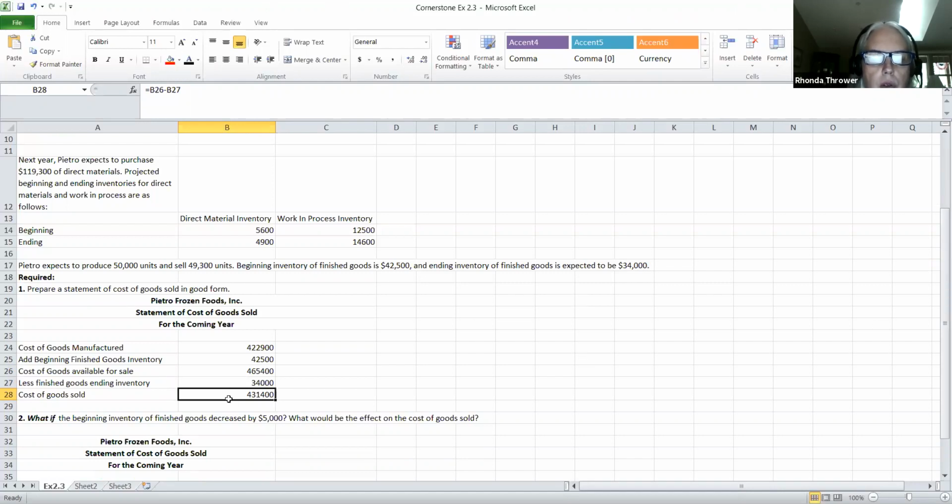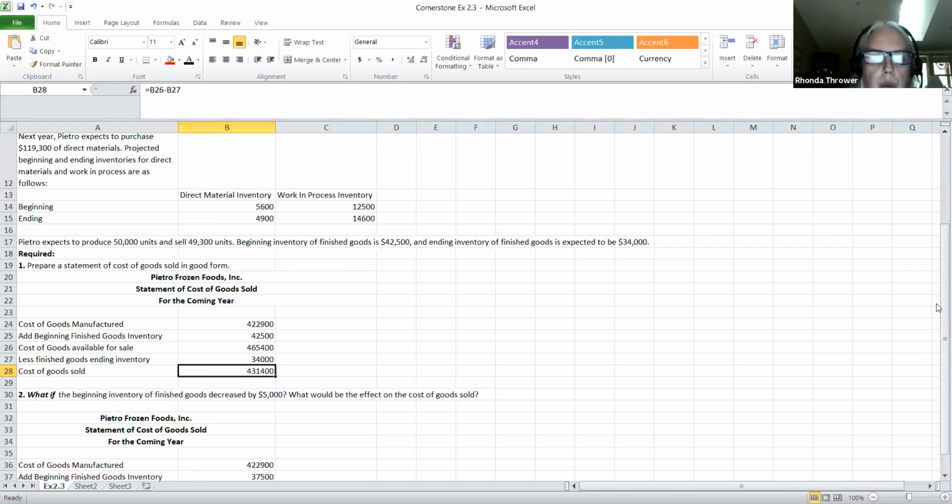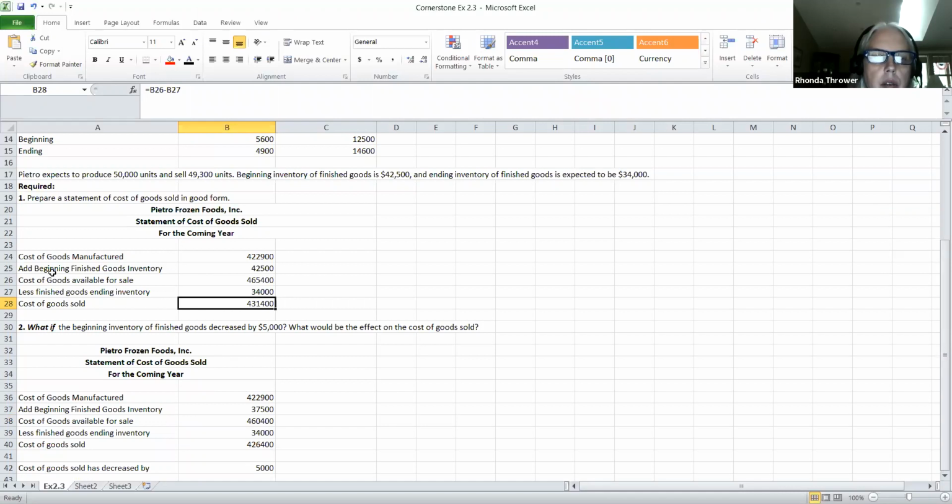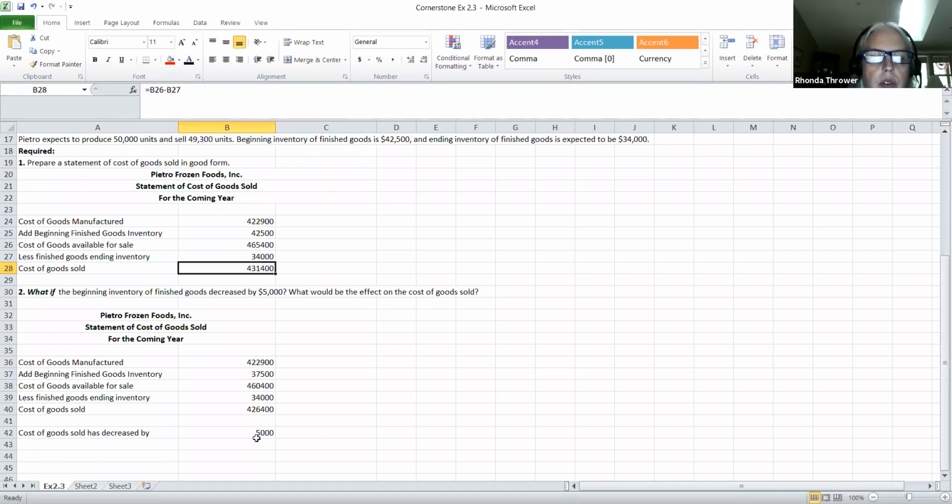This cost of goods sold figure will be plugged into your income statement, which is in the next problem that we're going to be looking at. And again, in this exercise, they want to really make sure you understand the flow of the cost through the cost of goods sold section. And they've given you a what if analysis. So they're saying, what if the beginning inventory of the finished goods decreased by $5,000? What would be the effect on the cost of goods sold? The cost of goods sold is decreased by $5,000. That's what it would affect it by.